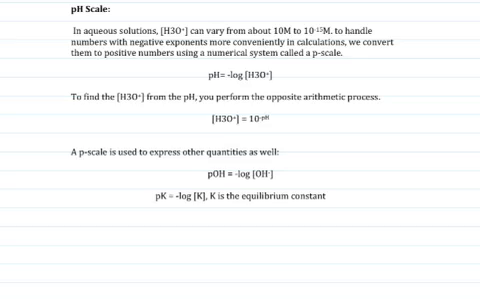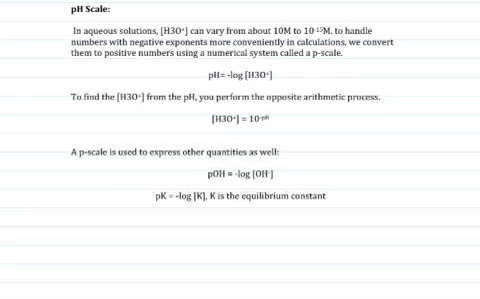In aqueous solutions, hydronium can vary from about 10 molar to 10 to the minus 15 molar. To handle numbers with negative exponents more conveniently in calculations, we convert them to positive numbers using a numerical system called a p-scale. So pH is equal to the negative log of the hydronium. To find the hydronium from the pH, you perform the opposite arithmetic process. So our hydronium is equal to 10 to the minus pH.